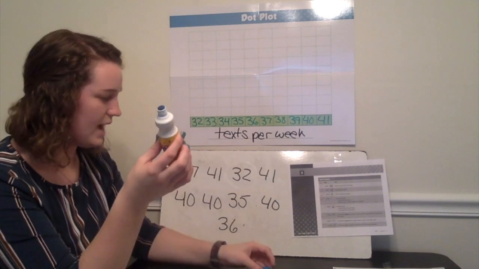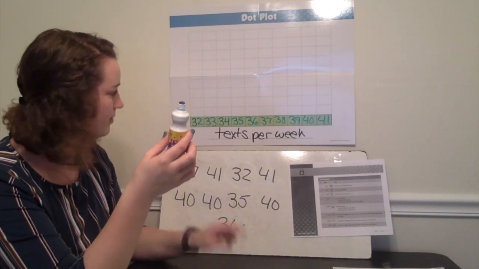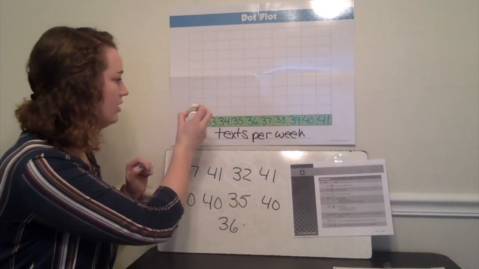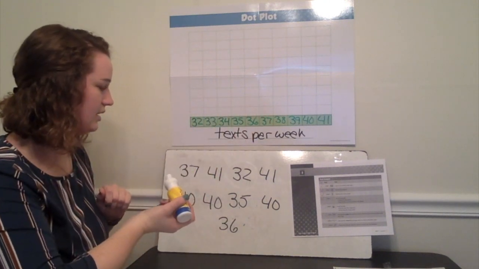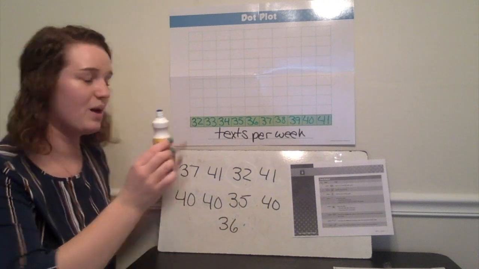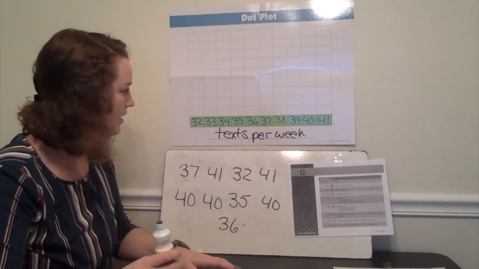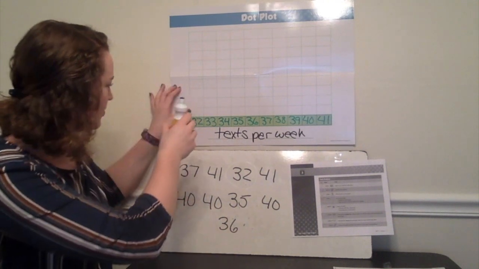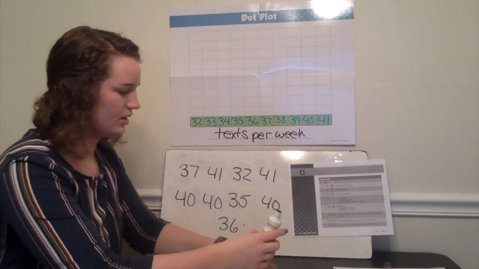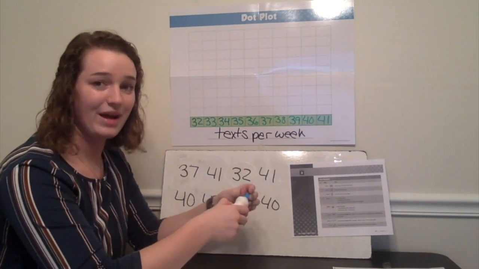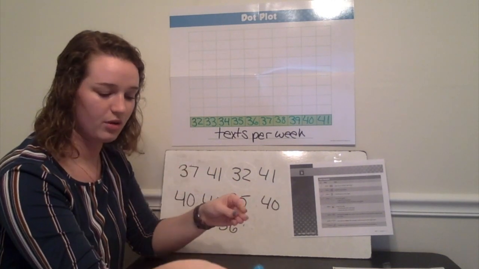So whatever color yours is, you should see at the top, okay? So you're going to use that, and on your dot plot, we're going to mark what numbers we see here, okay? I won't use mine on this one because this is more of a whiteboard. But go ahead and do that as I draw my dots. You can use your dot marker, okay?